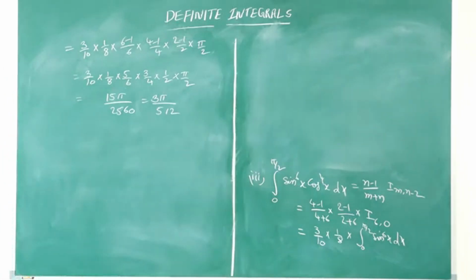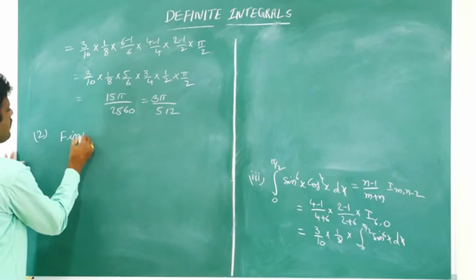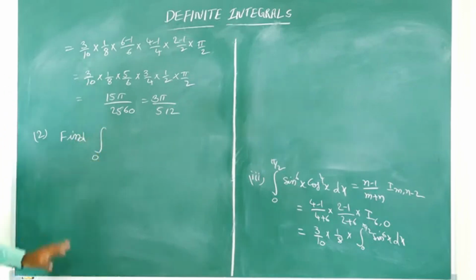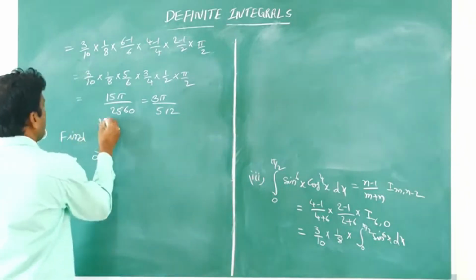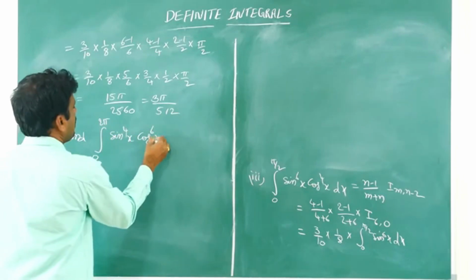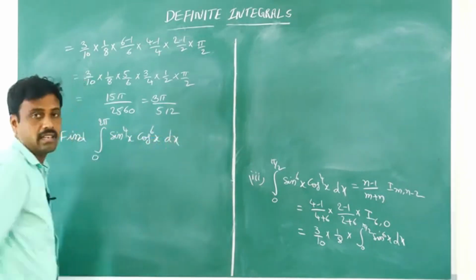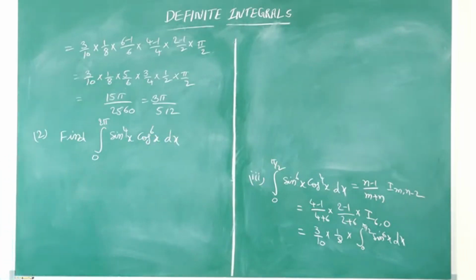Next, problem number 2. Find the integral 0 to 2 pi sin power 4x cos power 6x dx.